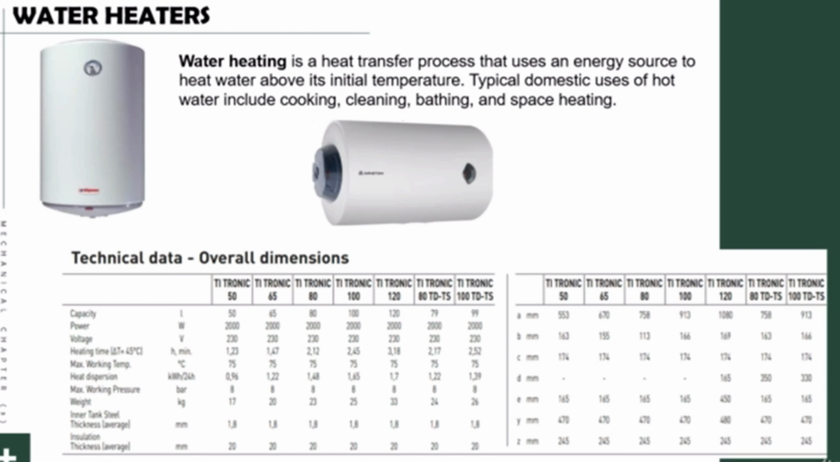Another important piece of mechanical equipment in the building is the water heater. A water heater is a heat transfer process that uses an energy source to heat water above its initial temperature. Typical domestic uses of hot water include cooking, cleaning, bathing, and space heating. Here, this table, I also took from a brand catalog, illustrates the voltage and the power of this water heater. There are mostly two types, the horizontal and the vertical type.